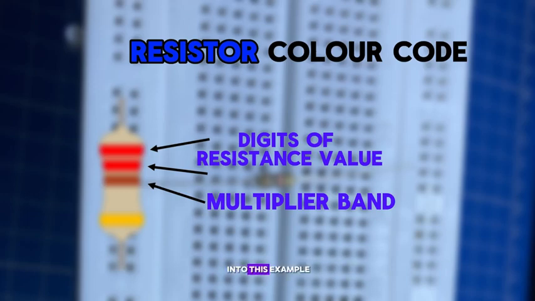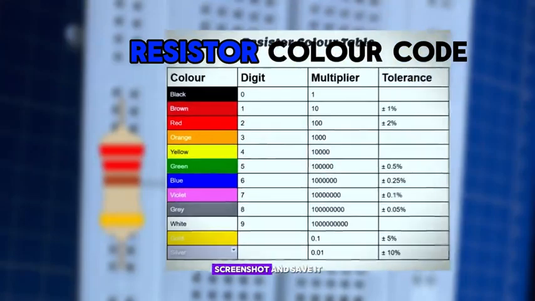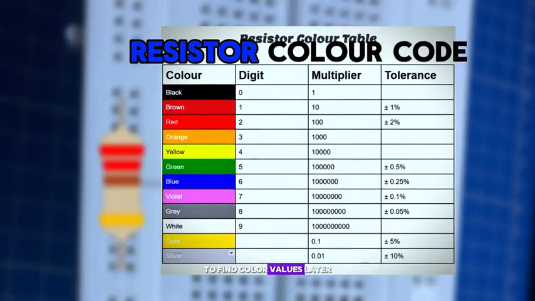But before we look into this example, it will be very important for you to know how to use the resistor color table, where the color starts from black, which represents 0 on the digit and 1 on the multiplier. You can take a screenshot and save it to use to find color values later. So now that you have the table, let's take a quick look at how to read the resistor color code.